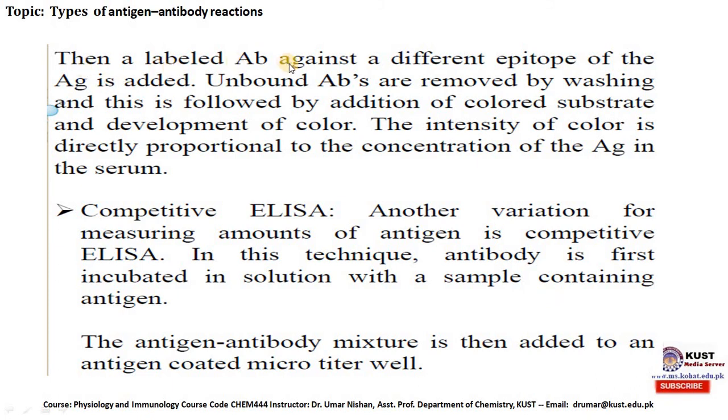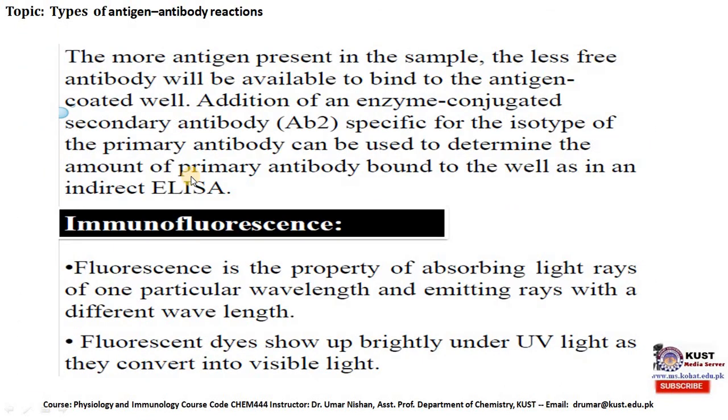Then a labeled antibody against a different epitope of the antigen is added. Unbound antibodies are removed by washing, and this is followed by addition of colored substrate and development of color. The intensity of color is directly proportional to the concentration of antigen in the serum. Competitive ELISA, like I explained here, so you can have a look.